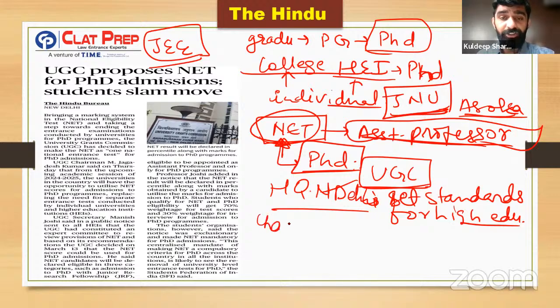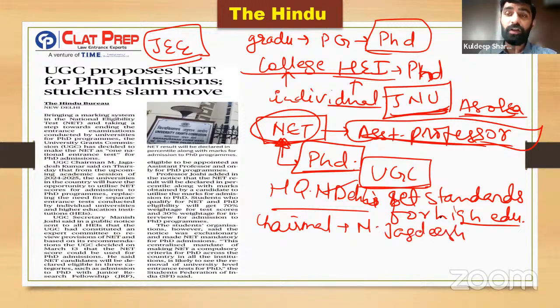Its present chairman, so UGC chairman, is M. Jagdish Kumar, who was earlier the vice chancellor of JNU also, and at that time there was certain controversy also. So M. Jagdish Kumar is the current chairman.